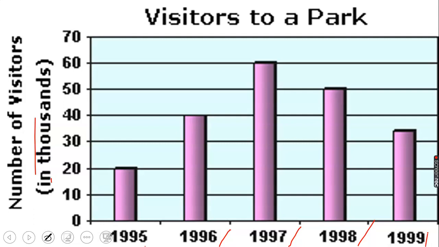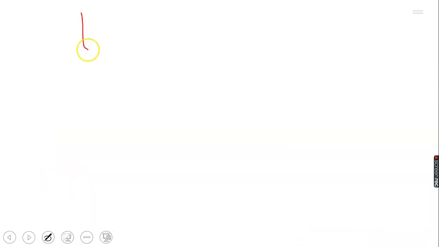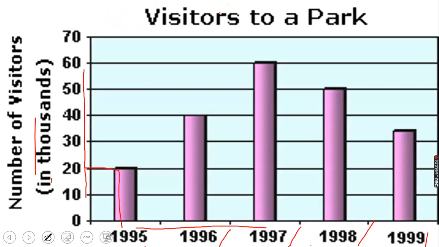On this horizontal axis, we have the years, and on this vertical axis, we have the number of visitors. So in 1995, who can tell me how many visitors came to the park? You go there, you have 20. So in 1995, we have 20 visitors. Then you come to 1996, you go down, you have 40 visitors.